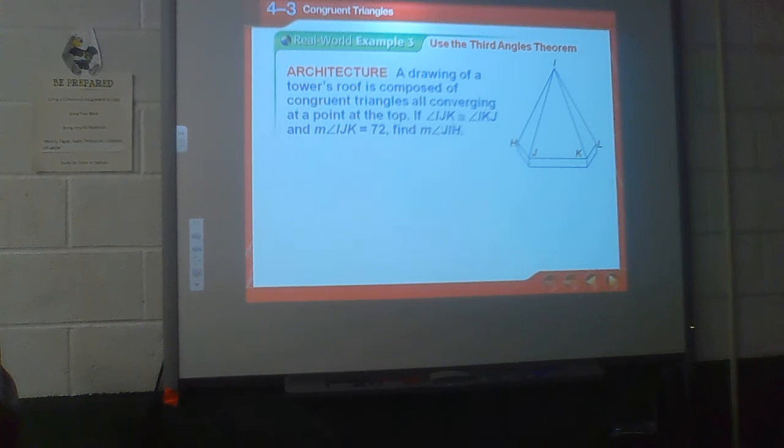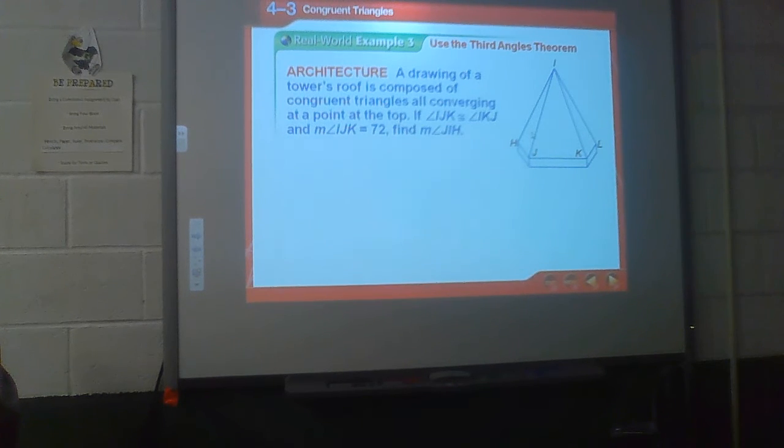Okay, so if IJK is congruent to IKJ, what does that mean about this triangle right here? Because of this statement right here. It's an isosceles triangle, right? If two of the angles are congruent, or two of the sides are congruent in a triangle, it has to be an isosceles triangle. So if they are congruent and IJK is 72, can I find JIH?